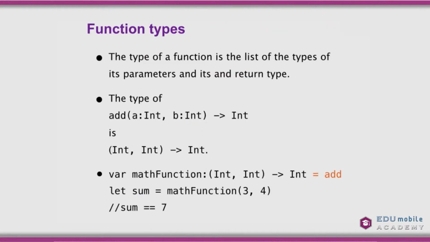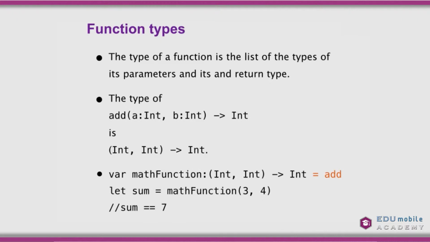The type of a function is the list of the types of its parameters and its return type. Why is this important? Well, in Swift, functions are typed according to the types of their parameters and the types of their return. And we can actually set up a variable using a function type instead of some other kind of type. So the type of add, a and b both ints, returning an int, is int in the parameters returning an int. Take two integers, return an integer.